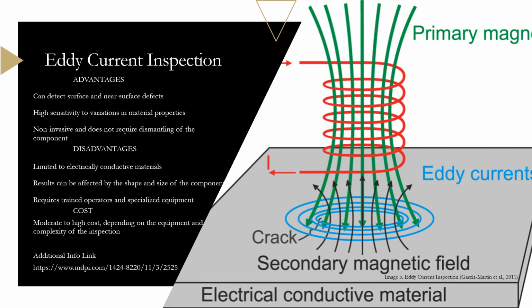Moving on to eddy current inspections. This test can detect surface and near-surface defects with high sensitivity to variations in material properties. It is non-invasive and does not require dismantling of the component. However, it is limited to electrically conductive materials. Results can be affected by the shape and size of the component, and it requires trained operators and specialized equipment. The cost is moderate to high, depending on the equipment and the complexity of the inspection.